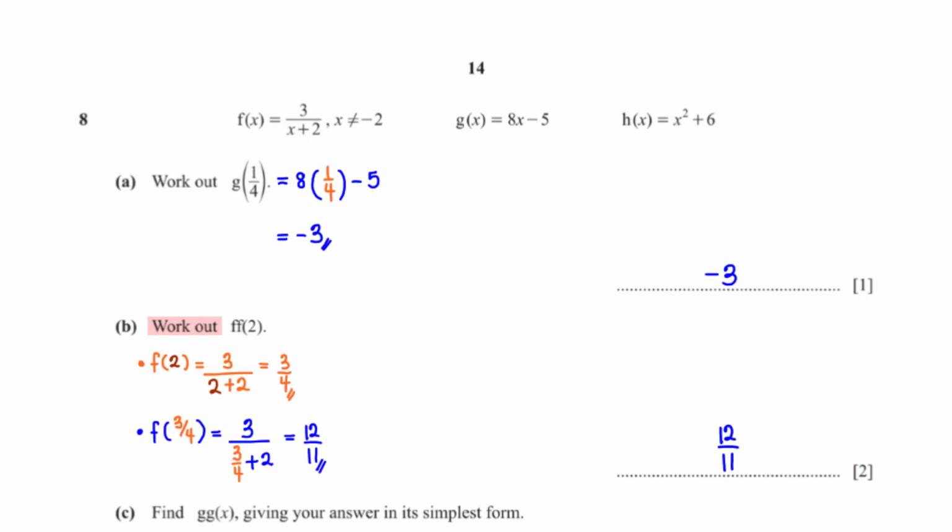So to get f of f of 2, we replace x in f of x with f of 2, which we found to be 3 over 4. So we have 3 over 4 plus 2, which is equal to 12 over 11.